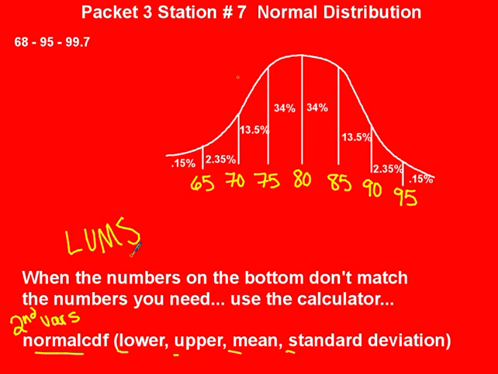So if I ask you to find data between 76 and 86, you could type in normal CDF, 76, 86, use the mean of 80 that we were talking about, and the standard deviation of 5. Yay.